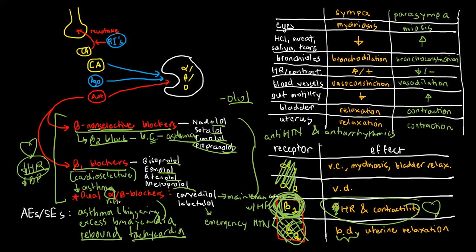Okay. Now, remember, what was the problem a while ago of blocking only alpha? There was reflex tachy, right? And you can't do anything about it because being only an alpha blocker means you have no hold over the heart. Now, since we have a dual blocker, you can also block the beta receptors, and therefore the tachycardia will be canceled out. That is why dual alpha beta blockers have the advantage of lowering blood pressure and preventing tachycardia as a response.